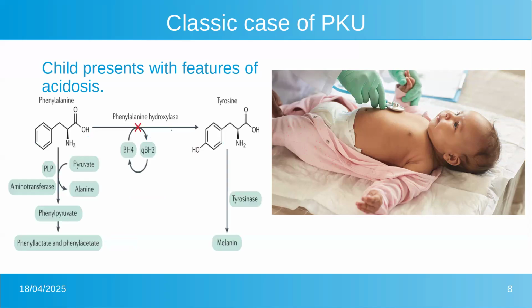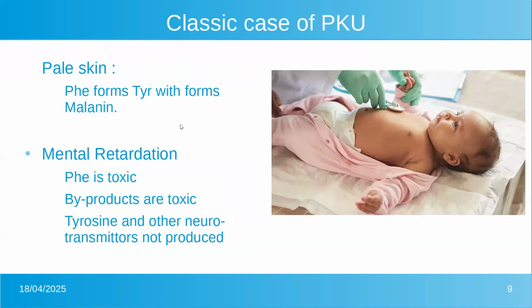Okay. Now, why does the child present with features of acidosis? As we said, phenylalanine gets converted to phenyl pyruvate, phenyl lactate, phenyl acetate. All of these are acids. This causes acidosis because the enzyme is blocked. The child presents with pale skin. The reason for it is phenylalanine forms tyrosine. Tyrosine is used for the formation of melanin. So when this conversion doesn't occur, melanin formation is decreased, and that results in the pale skin.